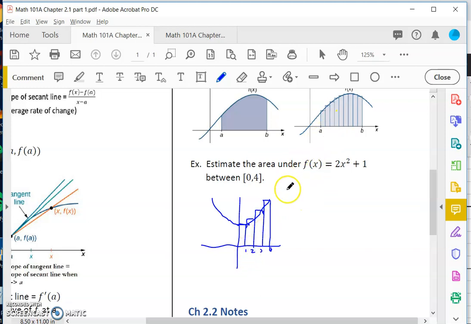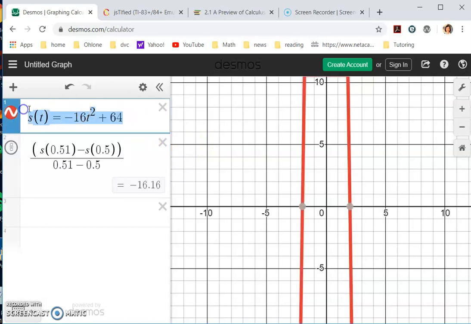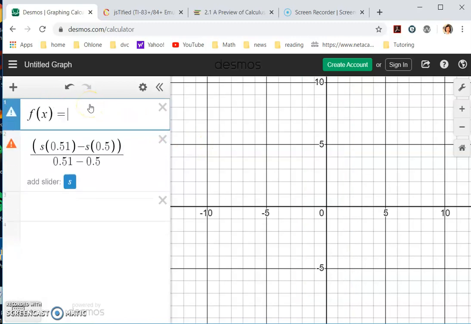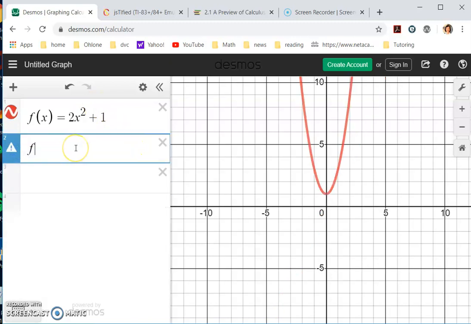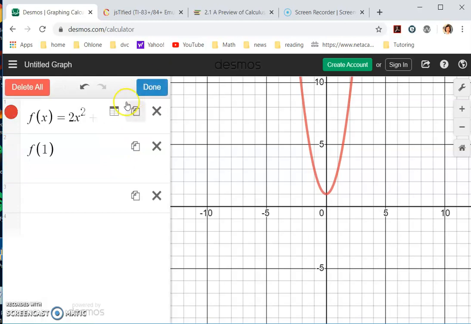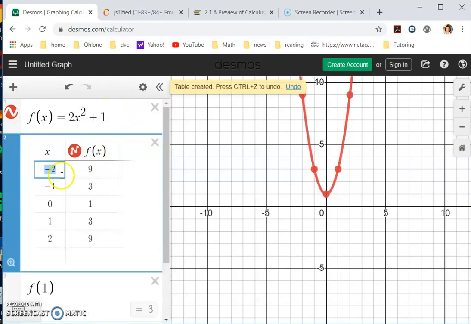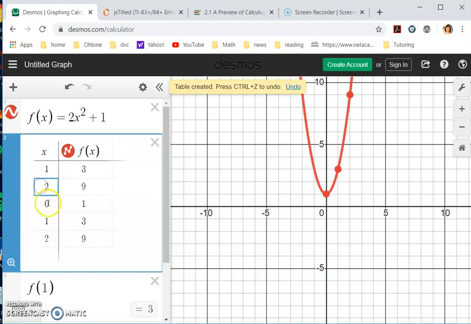So for the first rectangle, let's see how I'm going to use this table to help us. My f of x equals 2x squared plus 1. I want to know f of 1 because that's the height of the first rectangle. It's 3. Actually, I can build a table. So I would say 1, 2, 3, 4. So the first height is 3. If you put them down, you would see all those heights: 9, 19, and 33.